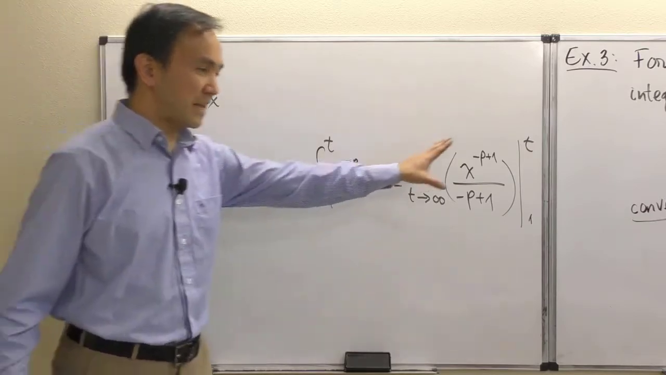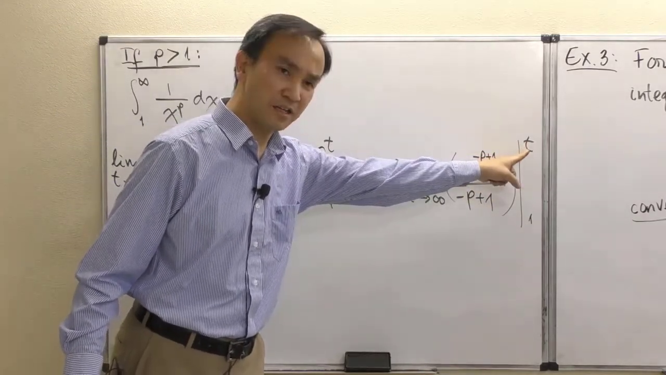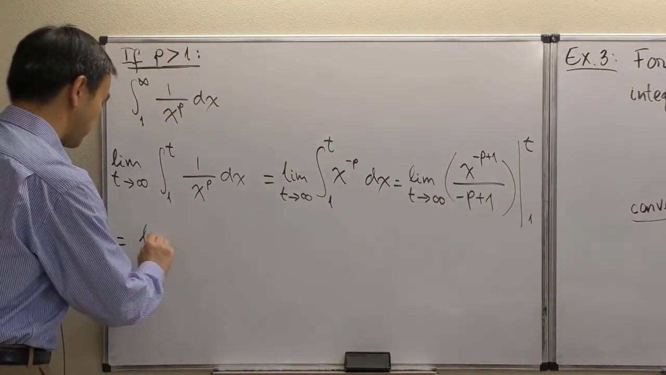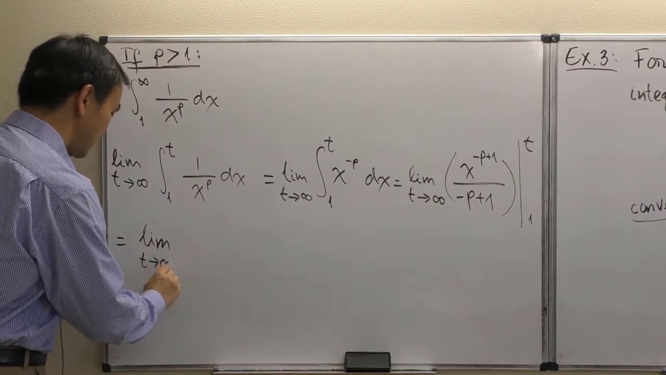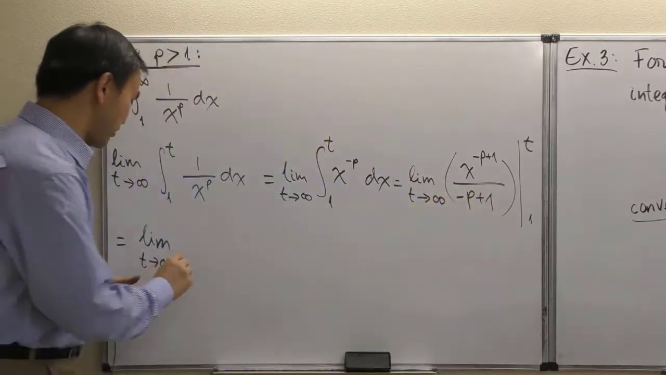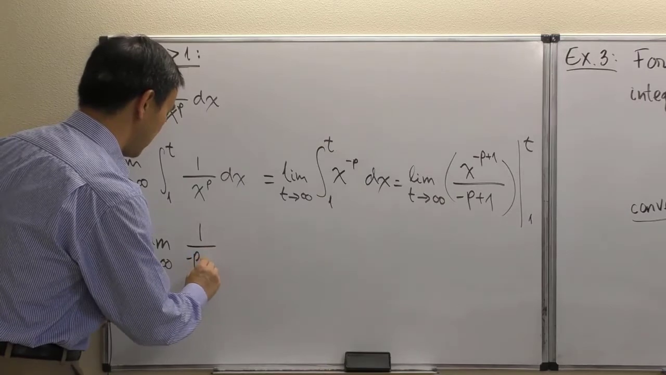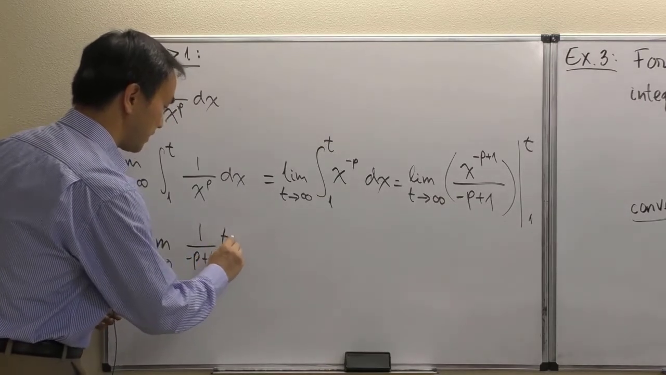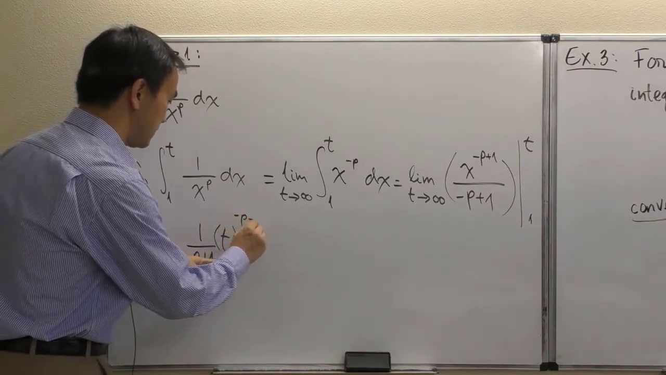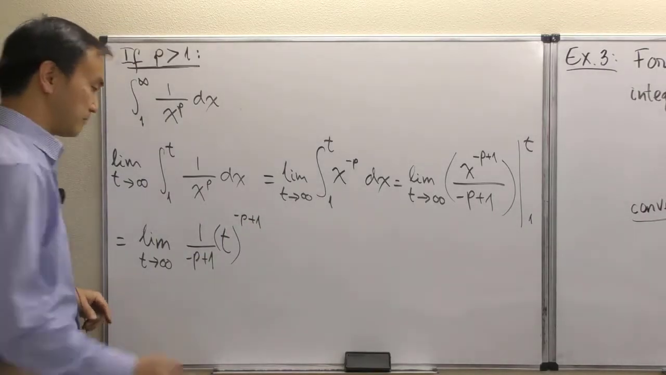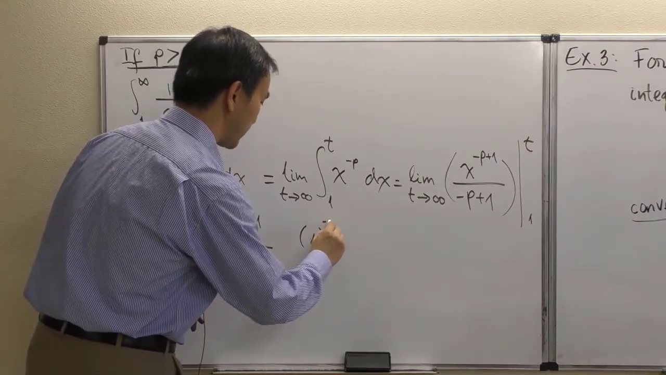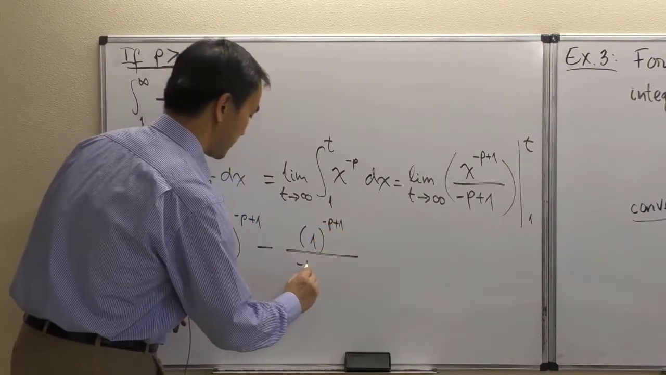Now with the fundamental theorem of calculus, the next step is to substitute these two values into the function. For t going to positive infinity, allow me to write this part in the denominator as a separate fraction. So 1 over minus p plus 1 times t, because we substituted t for x, so t raised to the power negative p plus 1. Then I'm going to subtract 1 to the negative p plus 1 power over minus p plus 1.